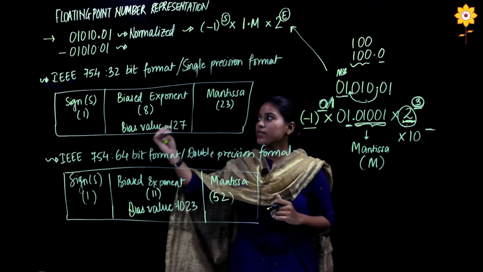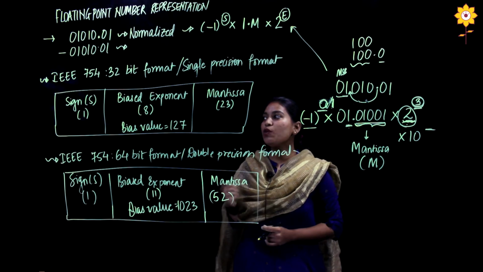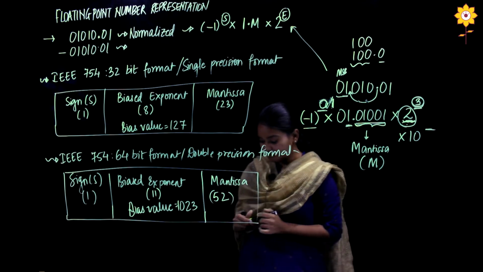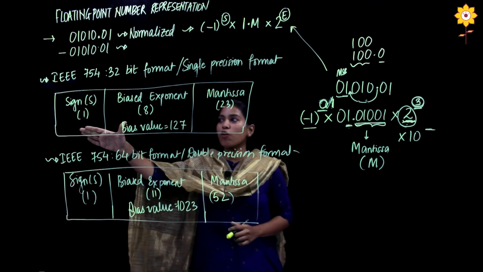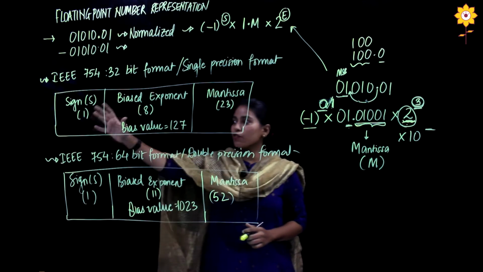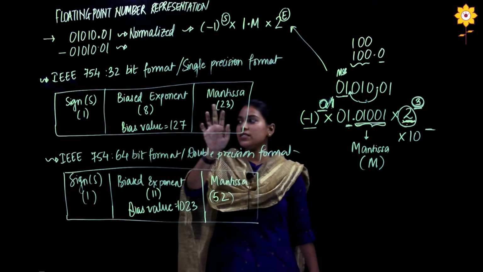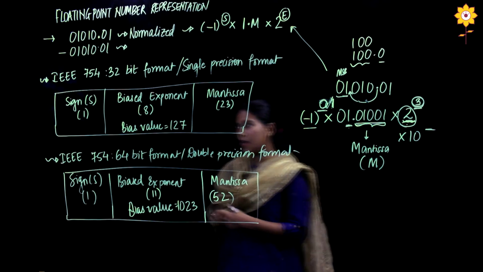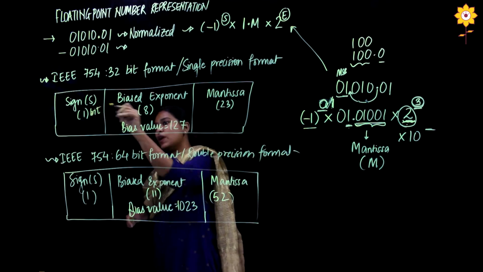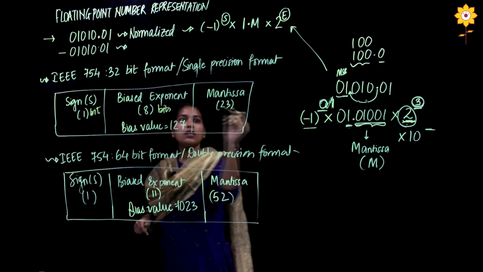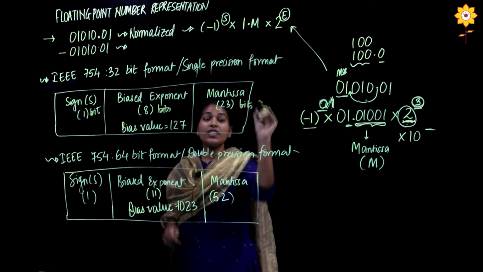So now, what is the IEEE 754 32-bit format? If you see, the numbers which I have written inside are the number of bits. The sign bit is 1 bit, the exponent is 8 bits, and the mantissa is 23 bits.